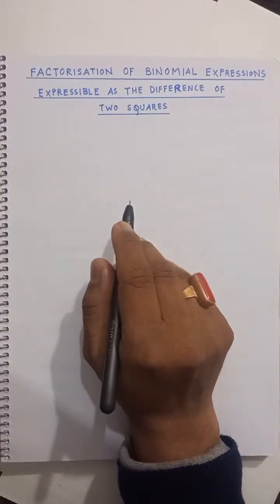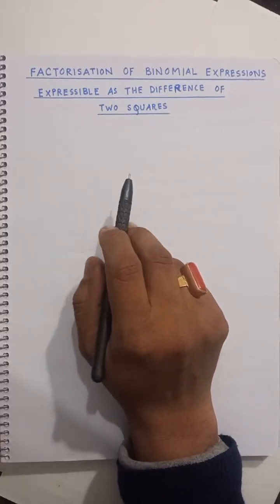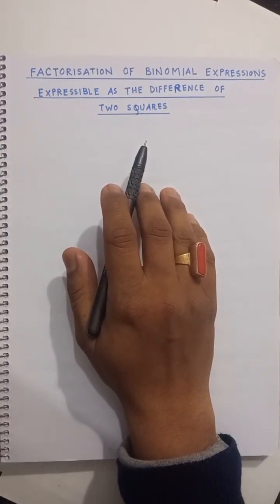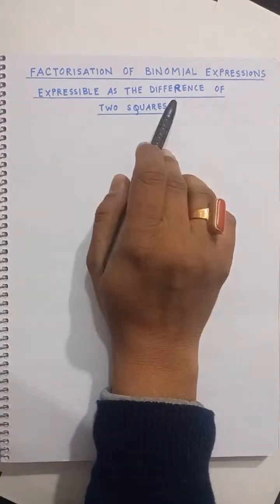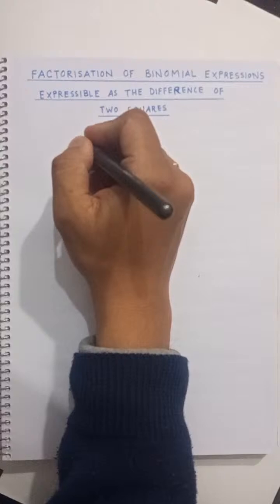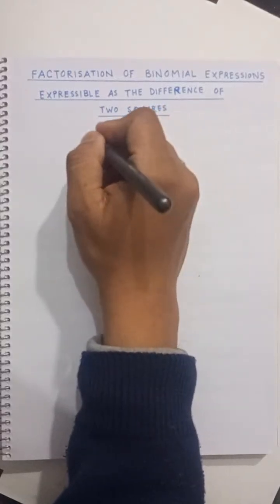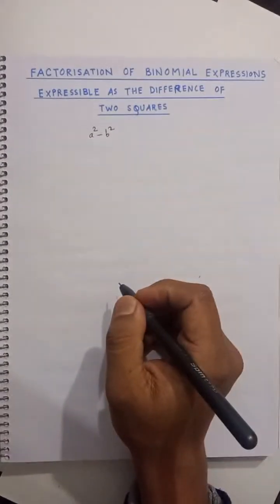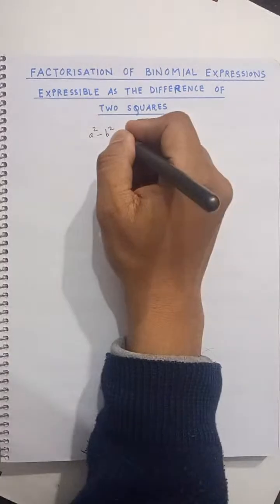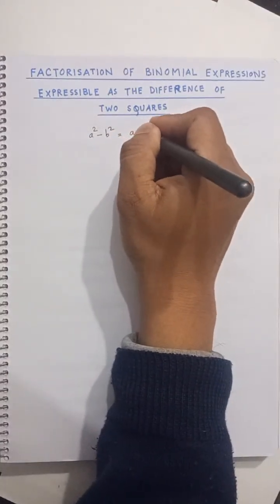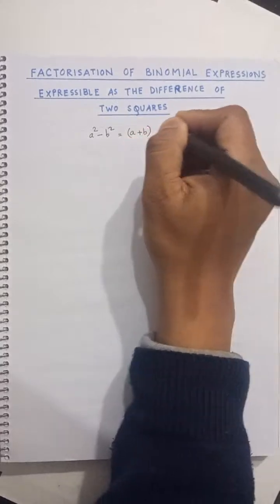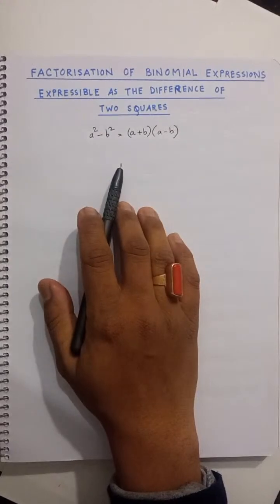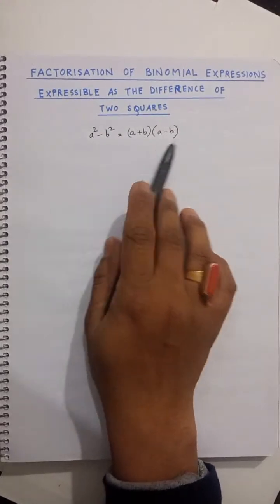So the topic seems quite complicated, but in reality it is not. Difference of two squares. This is basically an identity. Difference of two squares, I am expressing it as a square minus b square. So what is a square minus b square? This is an identity: a plus b into a minus b. So today we are going to factorize all the questions using this identity.